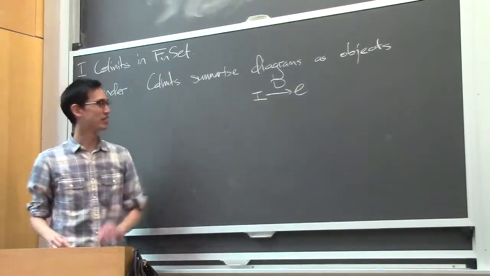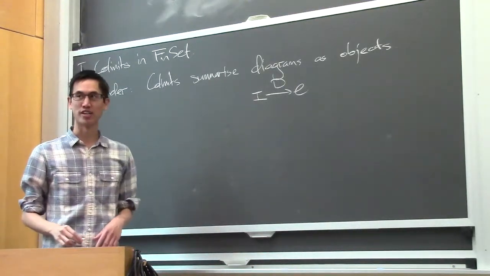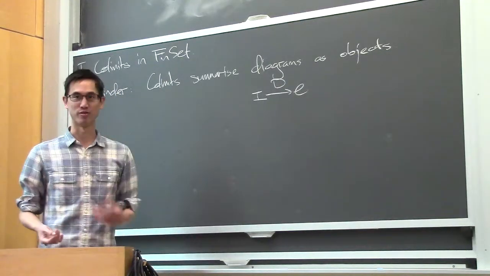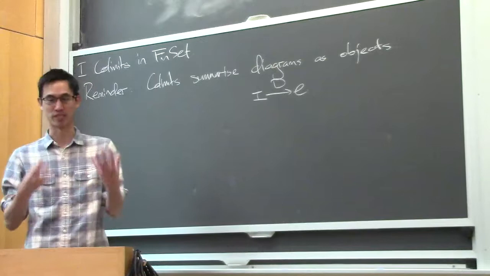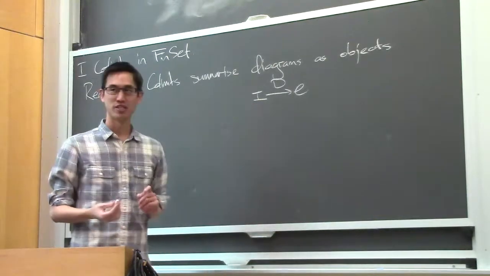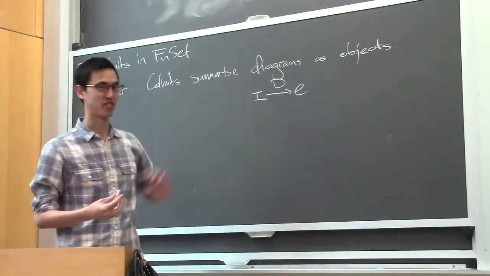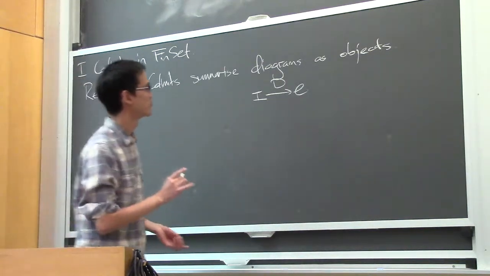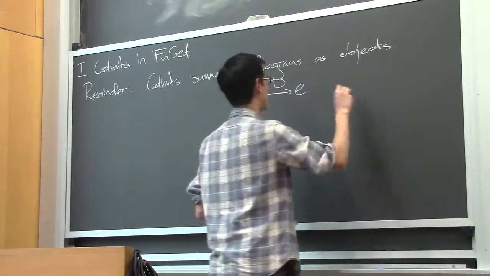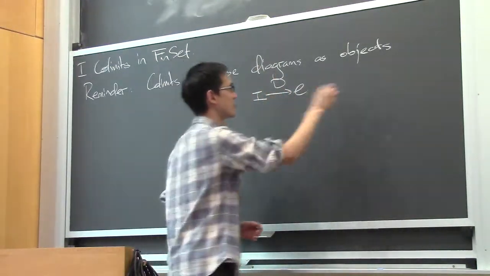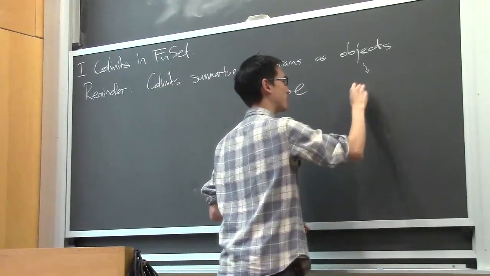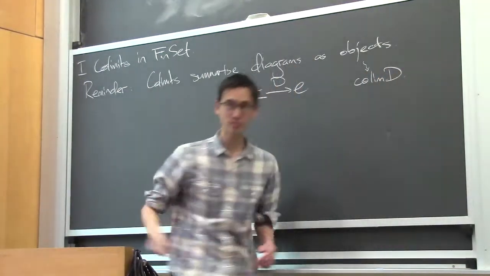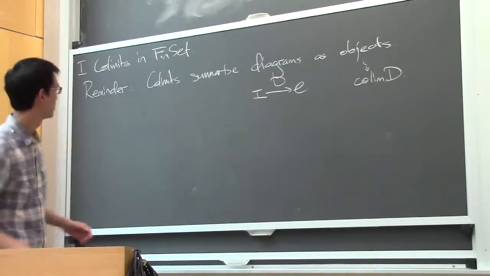David said this other category should be a small category, and you could take that technically, in which case it means a category where the collection of objects is a proper set, but you might also just think of I as just something that you feel is small. We'll see examples. So it takes this diagram and summarizes it as an object. And the object we call the colimit of the diagram.